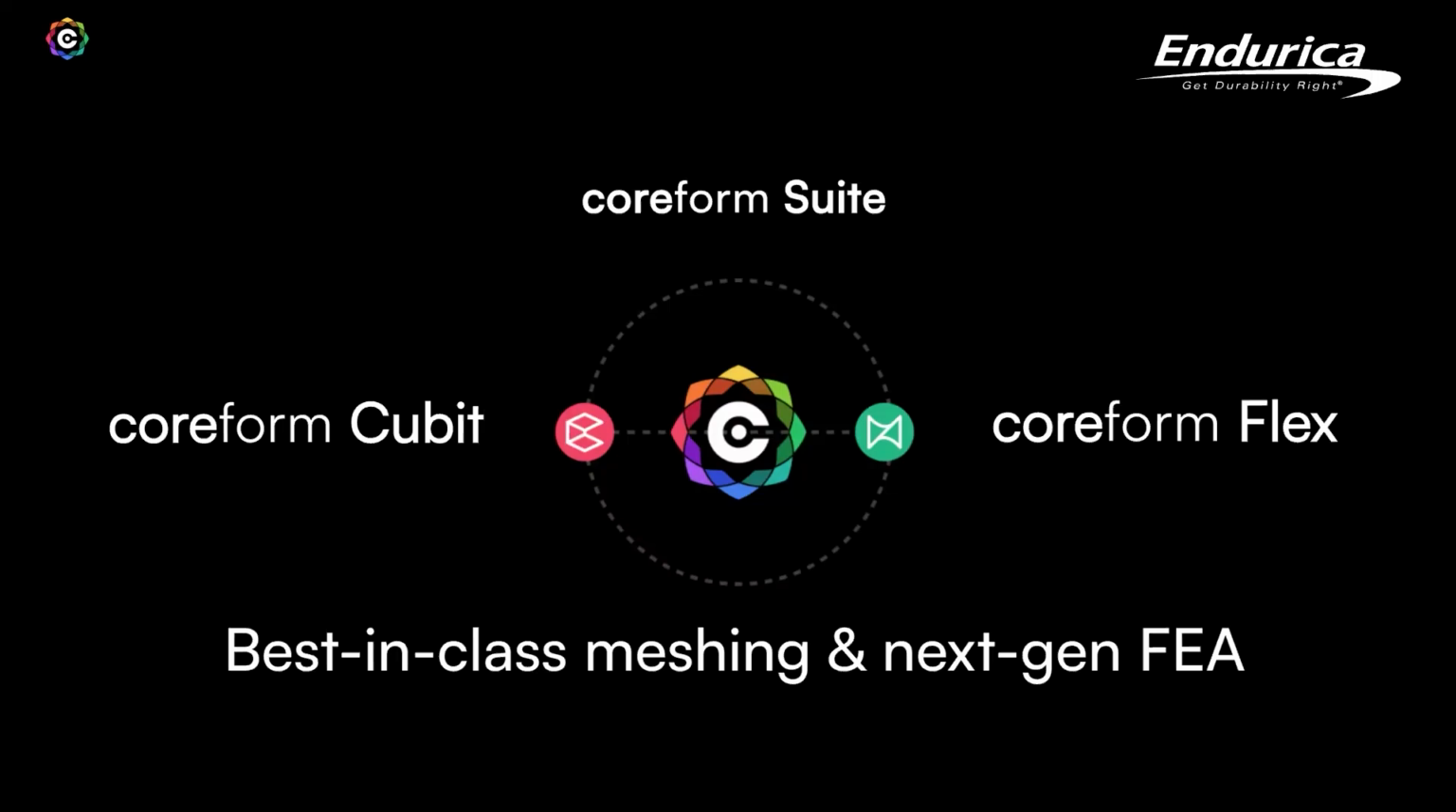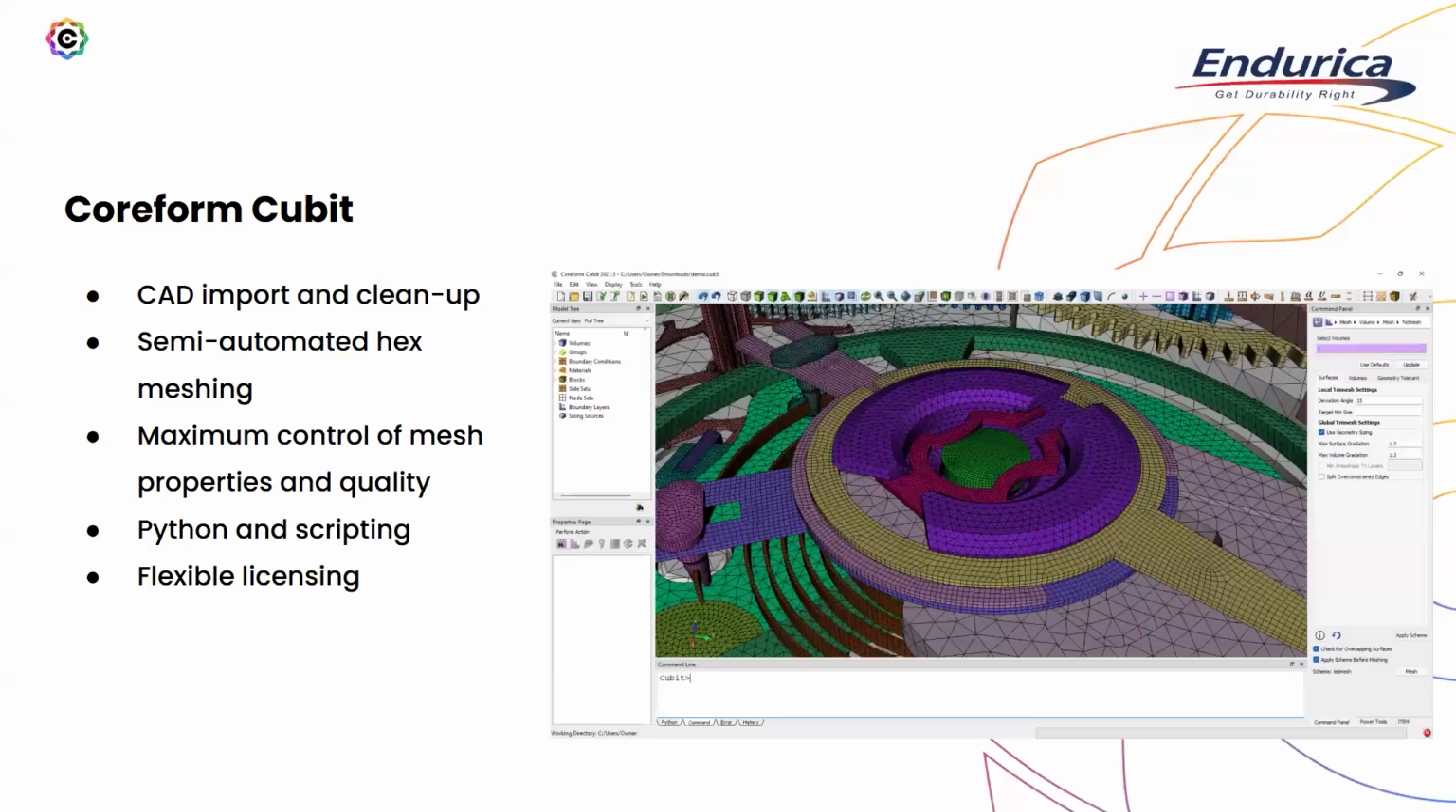To introduce Coreform Cubit a little bit more, because that's the focus of today's webinar. Coreform Cubit has been developed for the last several decades. It is used across many industries, including defense, aerospace, automotive, and tire. Some of its key features are being able to import CAD from a variety of native and open source CAD formats, the ability to clean up that CAD geometry, best-in-class semi-automated hex meshing, and a lot of control over mesh properties and quality, whether it's hex or tet meshes.